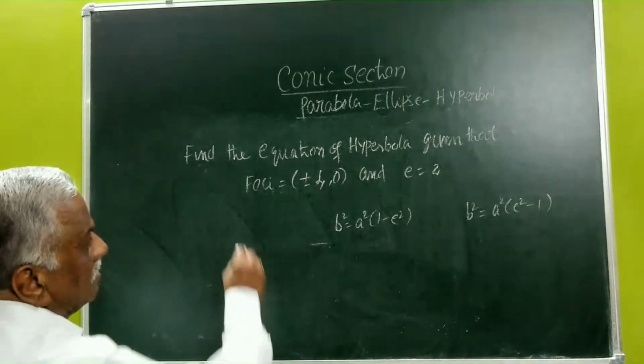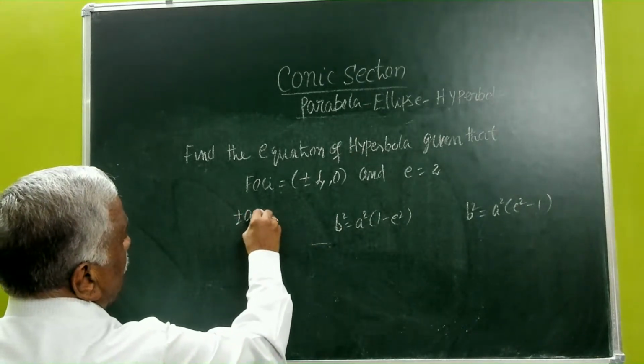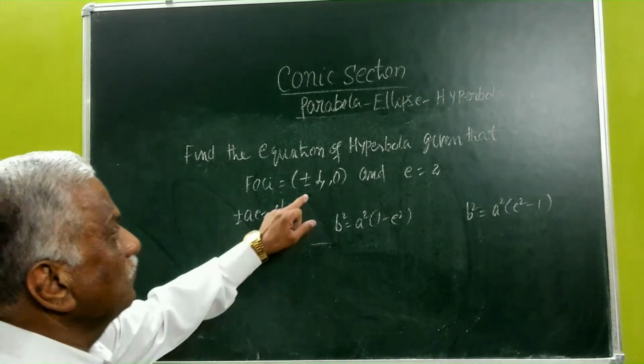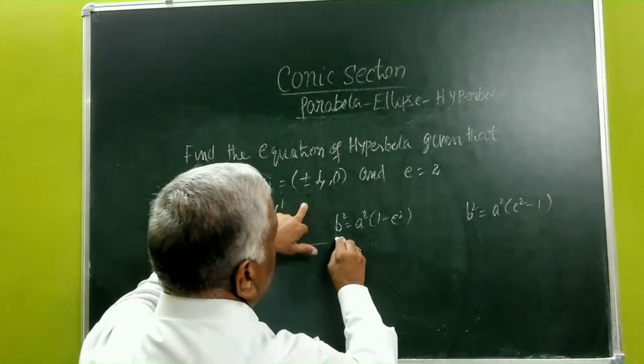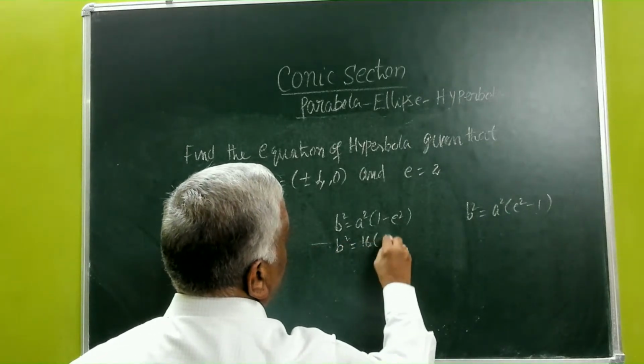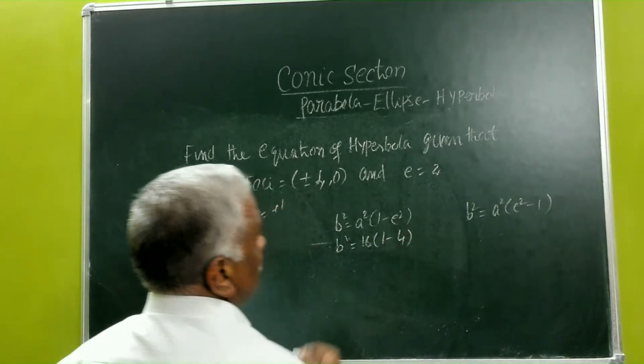What is given? Plus or minus AE is equal to plus or minus 4. So AE is equal to 4, E is equal to 2, so A is equal to 2. Let us find out B square. B square is equal to A square, which is 4, into E square minus 1.